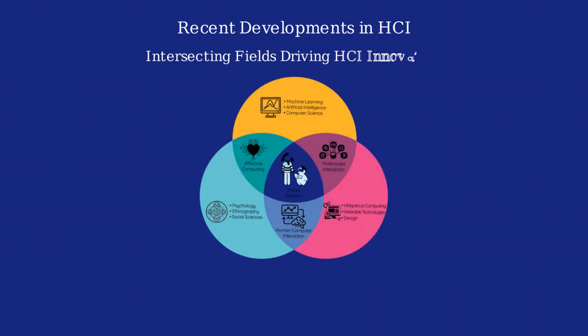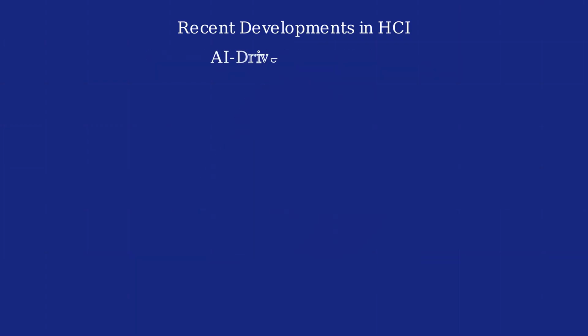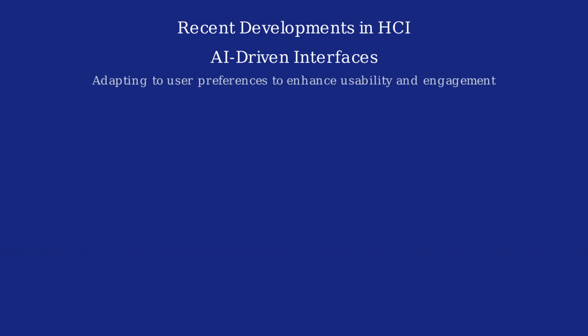Artificial intelligence and machine learning are introducing revolutionary changes to human-computer interaction. These advances emerge from the intersection of multiple disciplines. Machine learning, affective computing, and multimodal interaction all contribute to modern HCI. AI-driven interfaces can adapt to user preferences, significantly enhancing usability and engagement.